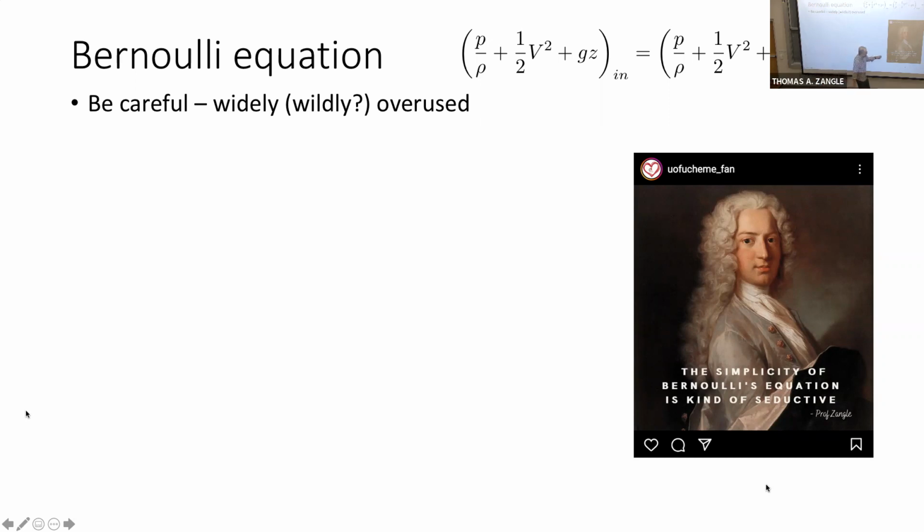So be careful with the Bernoulli equation. It's definitely very widely overused, sometimes wildly overused. Look at the Bernoulli expression that's up on the top right of the slide. It doesn't have that h_f term, the head loss friction term. It doesn't have anything about energy being transferred into or out of the fluid that you have to worry about. So that's the simplicity of the Bernoulli.